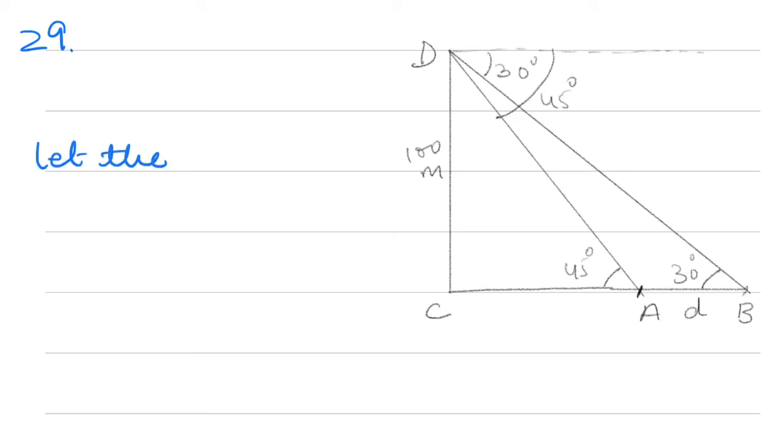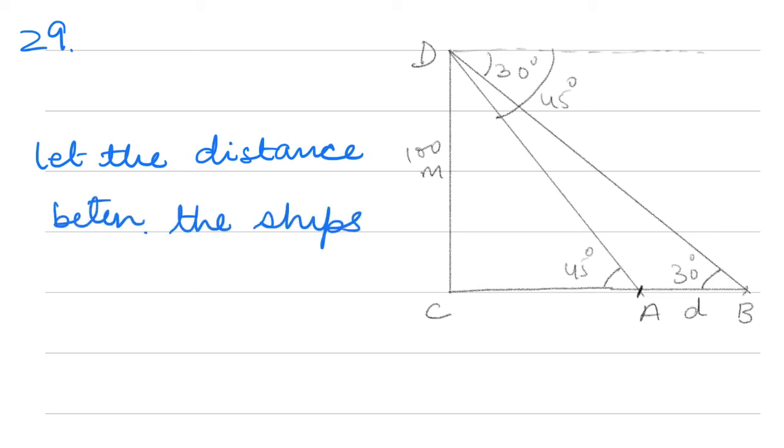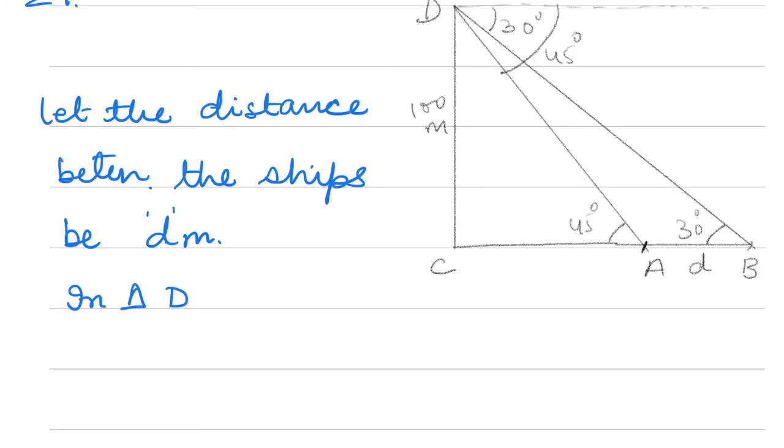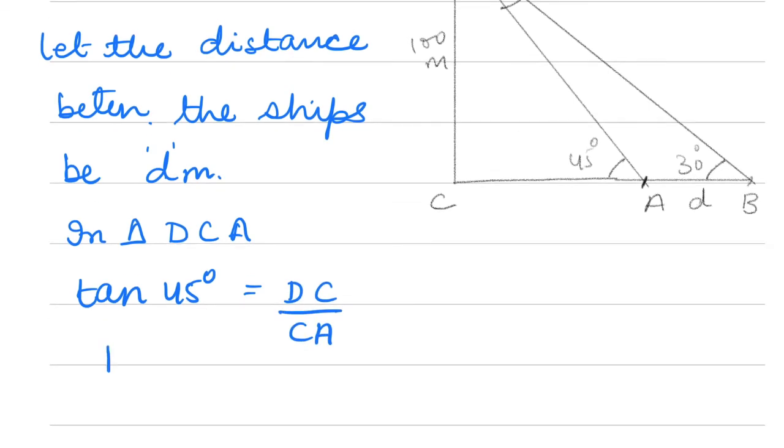Let the distance between the ships be D meter. So in triangle DCA, let's take tan 45 degree is equal to DC by CA. Tan 45 degree is 1 and DC is 100, so 1 equals 100 by CA. Therefore, we can say that CA is equal to 100 meter.